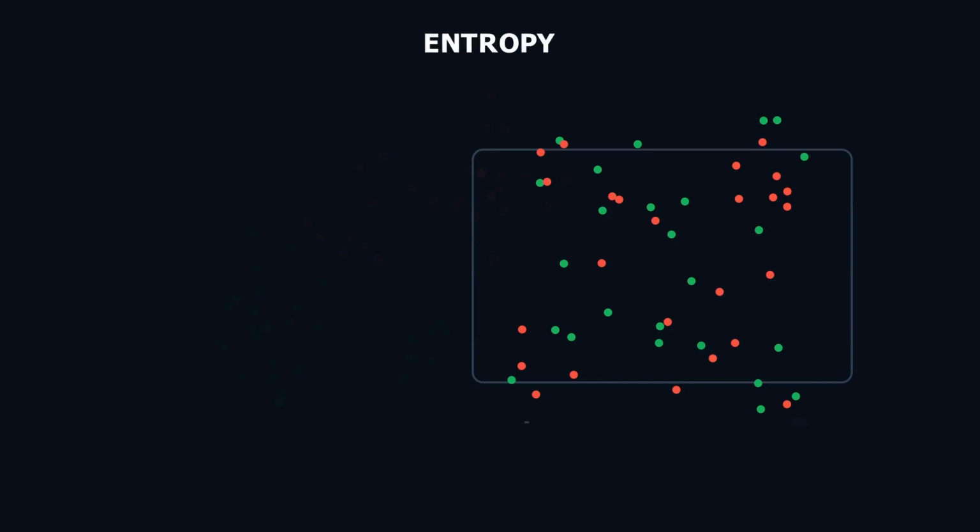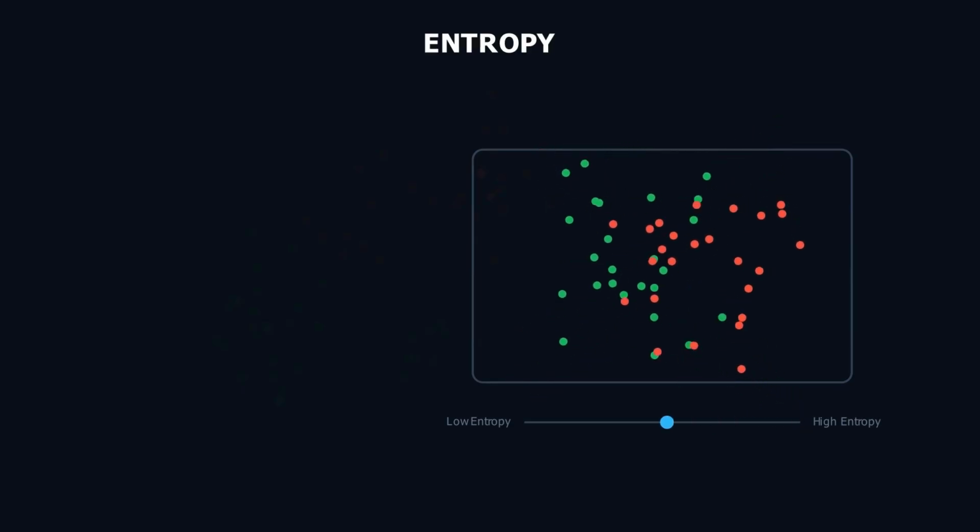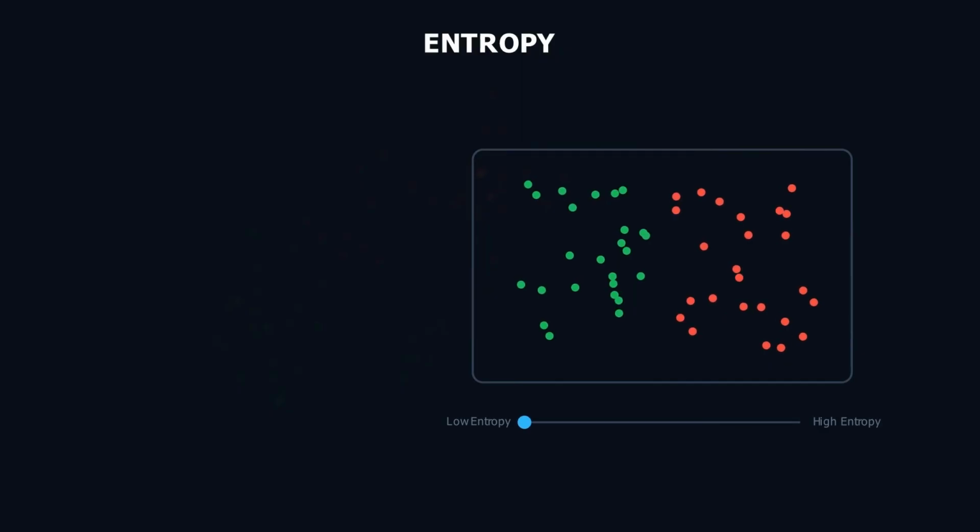Entropy isn't just a label, it's a scale. At high entropy, everything is mixed and the system has maximum uncertainty. At lower entropy, the groups are cleanly separated and the system is said to have some order. And a good split is the one which pushes us toward lower entropy. And now let's compare these two worlds.